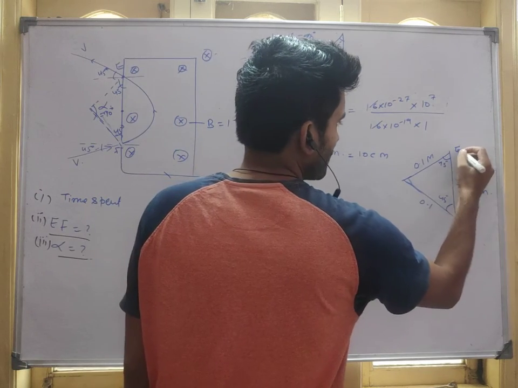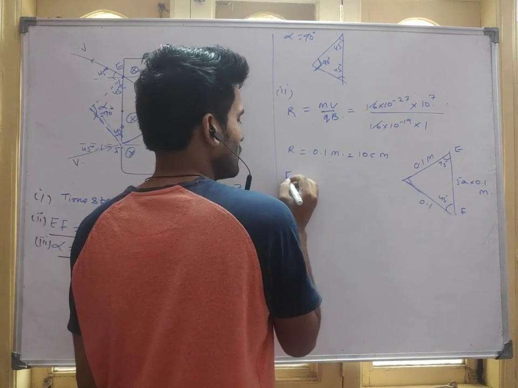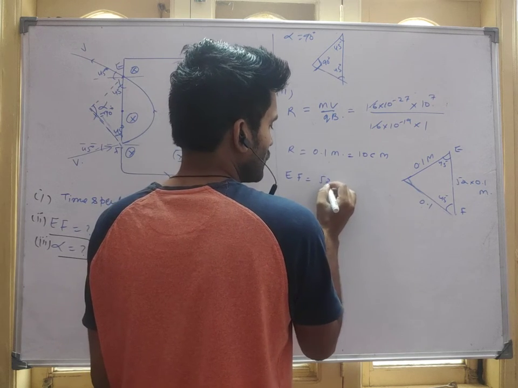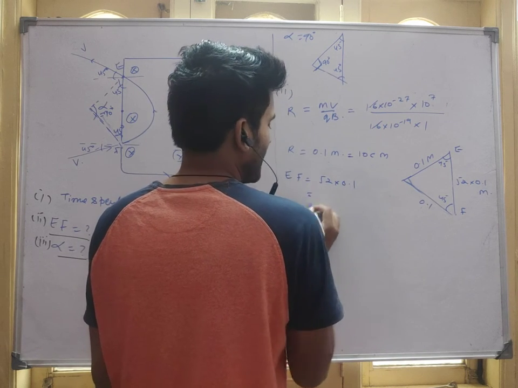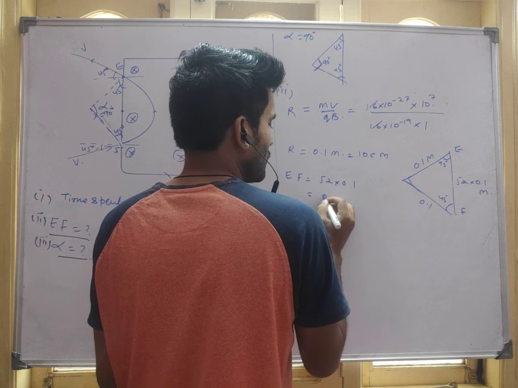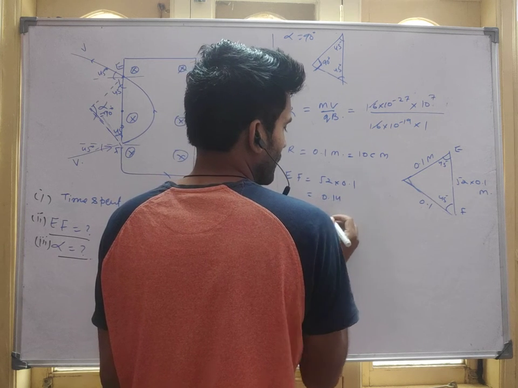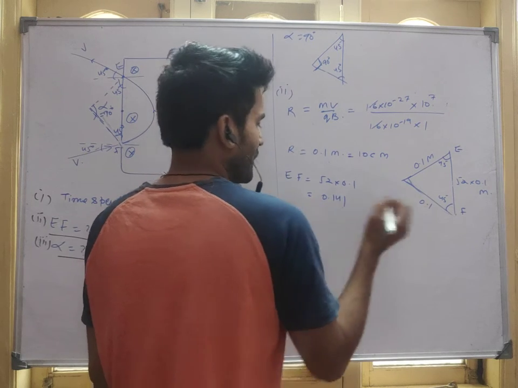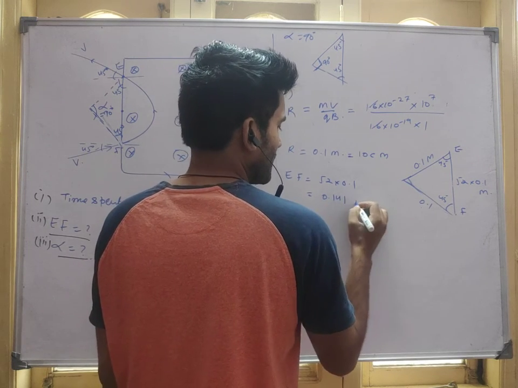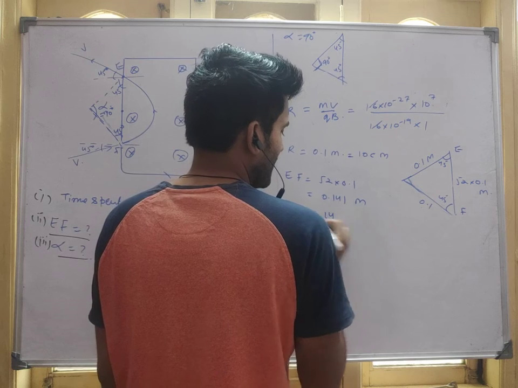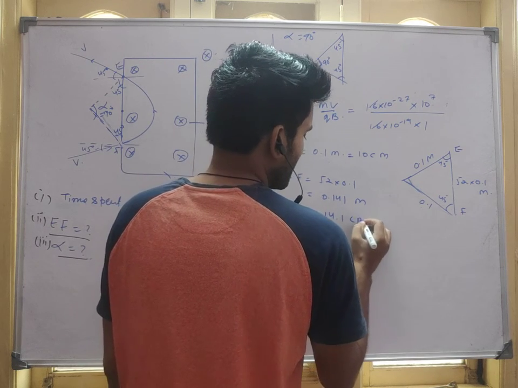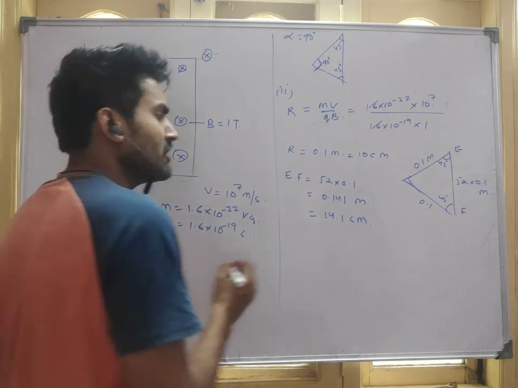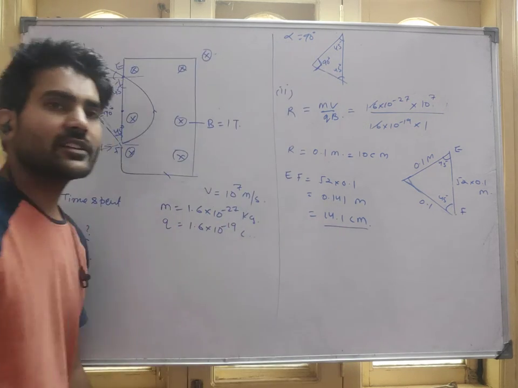So EF will be how much, guys? EF is equal to how much? Root 2 into 0.1. I think it is 0.141 meters, or can I say 14.1 centimeters. So EF is equal to 14.1 centimeter. Anyone of you got this answer? 14.1 centimeter. Anyone?